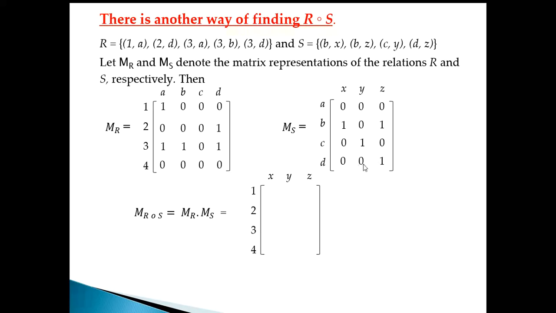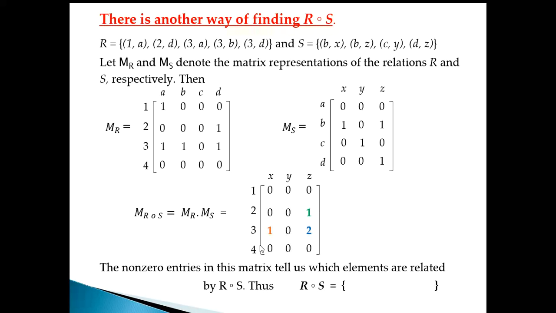So now when we multiply these matrices, first we multiply element by element and add, then we will get 0 0 0. Next we get 0 0 1, 1 0 2, and 0 0. So when we multiply this MR and MS, we get this matrix. So now this is the R composition S.